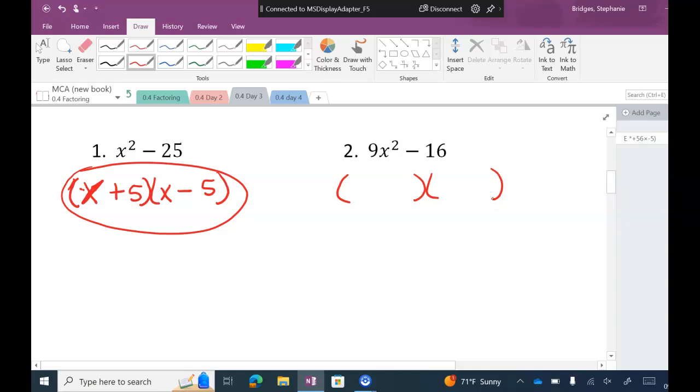What is the square root of 9x squared? 3x, yep.